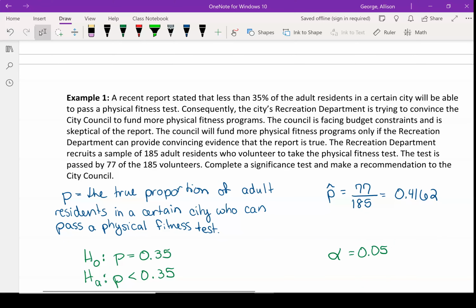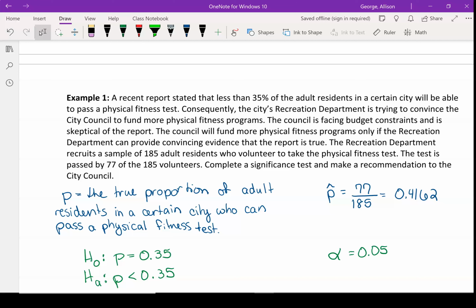And you want to make sure that when you're writing these, the numbers are always the same in your two hypotheses. They should always match up. They don't give us a significance level, so we're just going to assume that our alpha is 0.05 and move on with the rest of the problem.